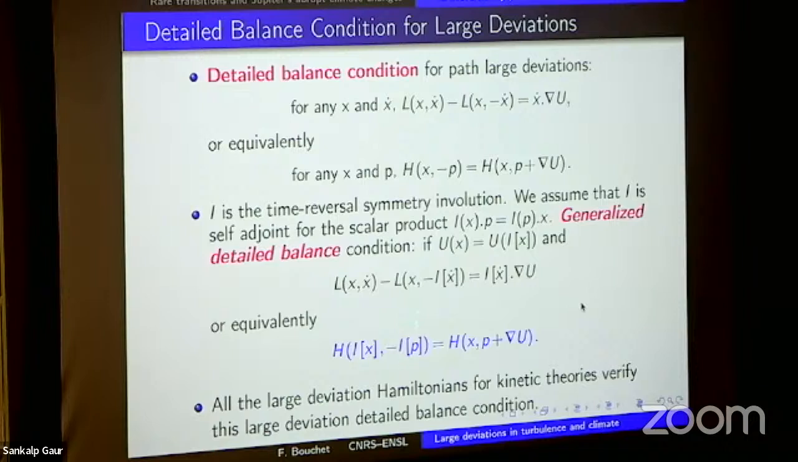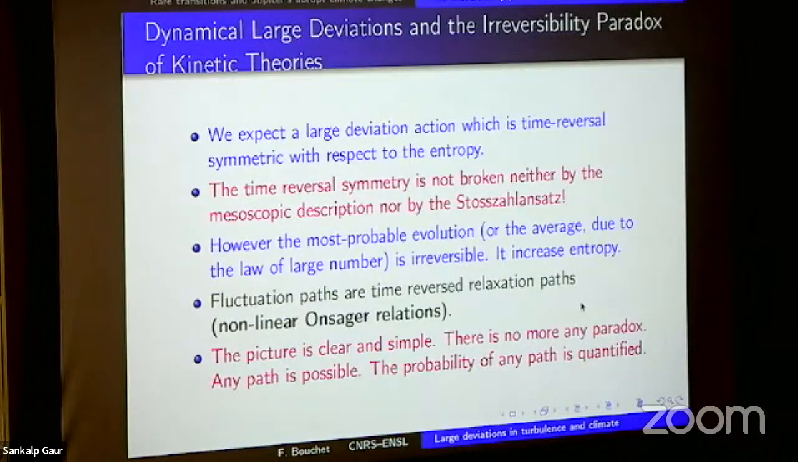the point here is that this symmetry, you can check it for the Hamiltonian I described before. So it means that the path large deviation I have written for the Boltzmann equation is time reversible, as interpreted as the time reversibility for a stochastic process. And so the large deviation action does not break the time reversibility. Then there is no more irreversibility paradox, because we expect the large deviation action to be time reversal symmetric, and it is.